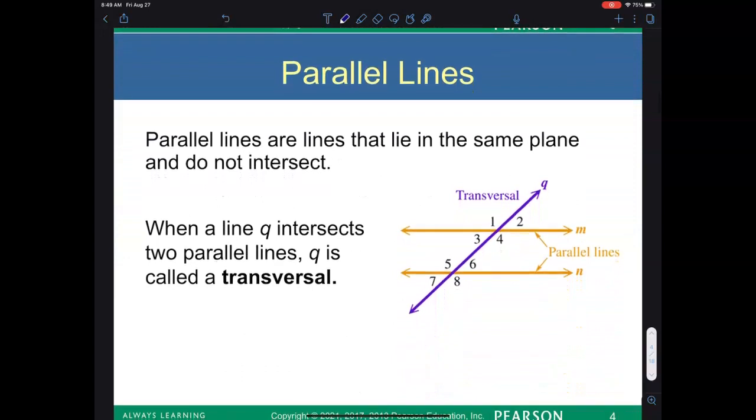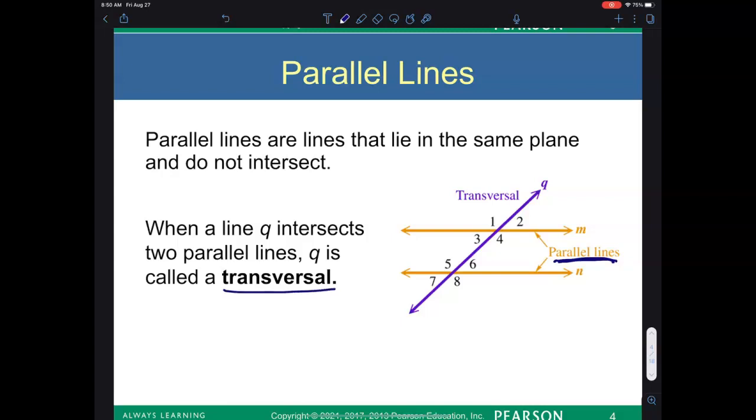Okay, so here's a good example of that. Let's say we have these two orange lines that are parallel, and you may recall that from algebra. Two lines are parallel if they both go in the same direction and they never cross each other. And then you have this additional third line, this purple line in our diagram here, that crosses the two parallel lines. When that happens, we're going to call that a transversal.